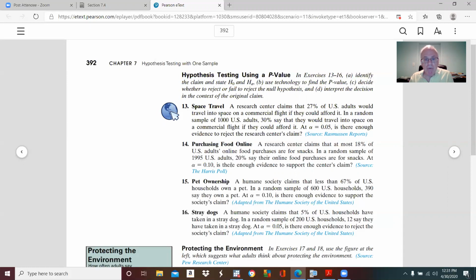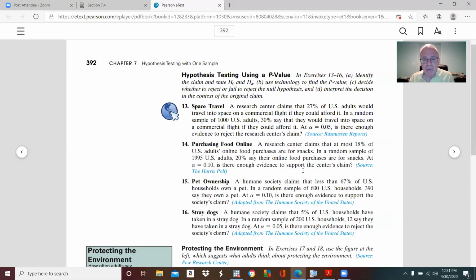Now, in a random sample of 1,995 US adults, it looks like 1995 is a year, but it's actually referring to the n, the sample size. So n is equal to 1995. 20% say their online purchases are for snacks. This 20%, or 0.20, is our sample proportion. At alpha, or the level of significance, equal to 0.10, which is 10%, is there enough evidence to support the center's claim?